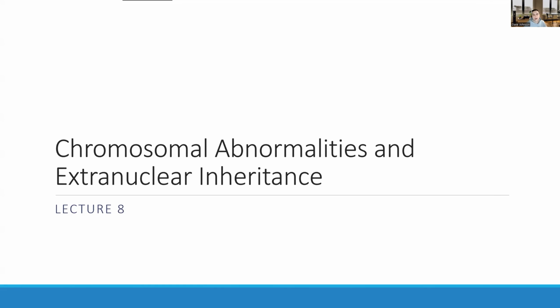In this video, I'm going to be talking about chromosomal abnormalities and extranuclear inheritance. So what happens if we end up with an improper number of chromosomes? And we'll also talk about how certain things get inherited, particularly mitochondrial diseases can be inherited through extranuclear inheritance, which means the DNA is not contained within the nucleus. So let's get right into it.